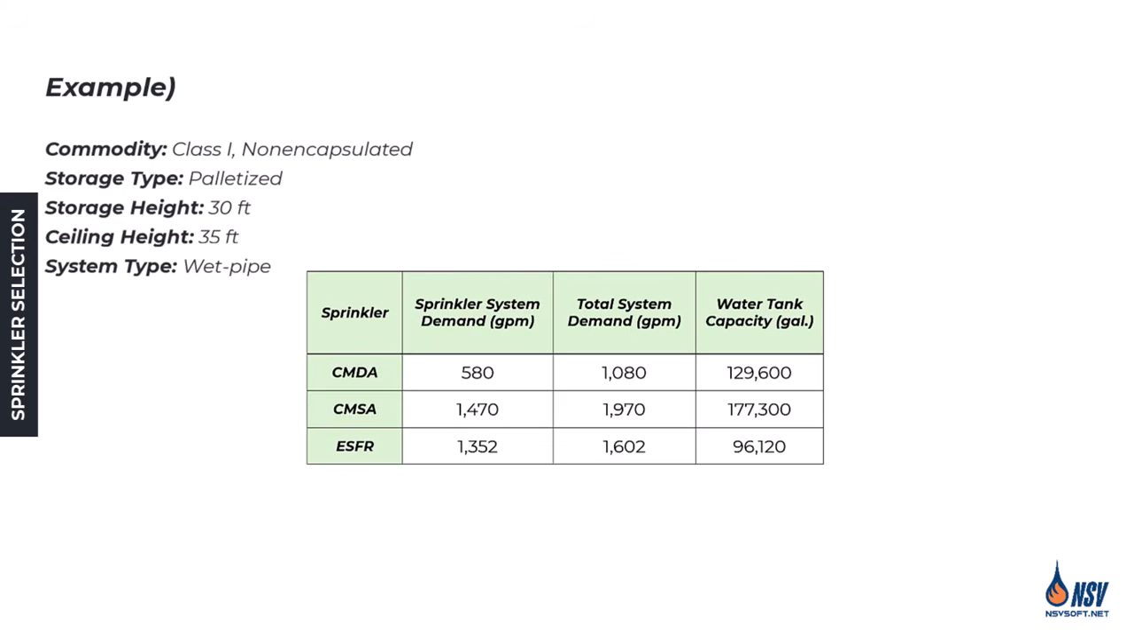Additionally, because the minimum flow of each CMDA sprinkler is significantly lower here, the required branch line pipe size will be smaller compared to CMSA or ESFR systems, which helps decrease the overall system cost. As these two examples illustrate, selecting the ideal sprinkler type depends entirely on the specific project variables. System designers must thoroughly evaluate the project parameters, account for the limitations of each sprinkler type, and use that data to design the most efficient and cost-effective system.